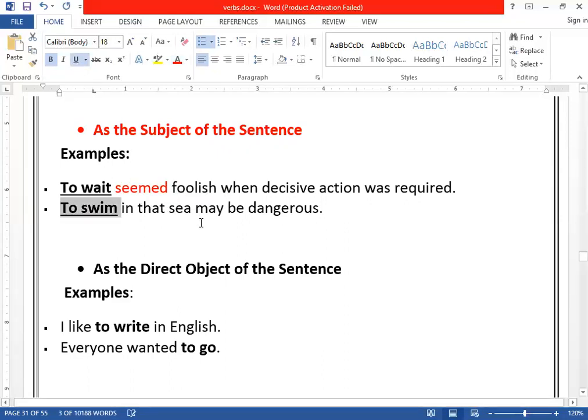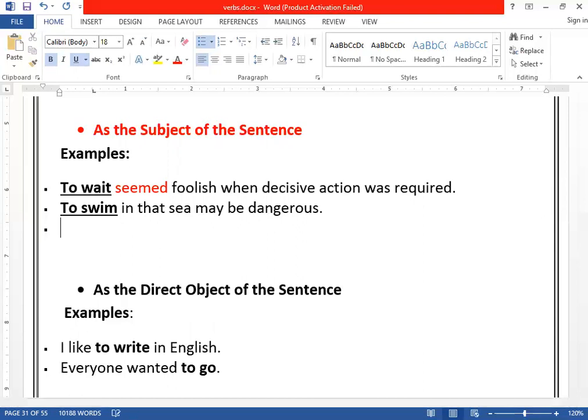To swim in that sea may be dangerous. What may be dangerous? To swim in that sea is the subject. Clear? We call it subject. If I say, to err is human. To err is whom? Is human. Here "to err" shows the subject, and "is" is the verb.